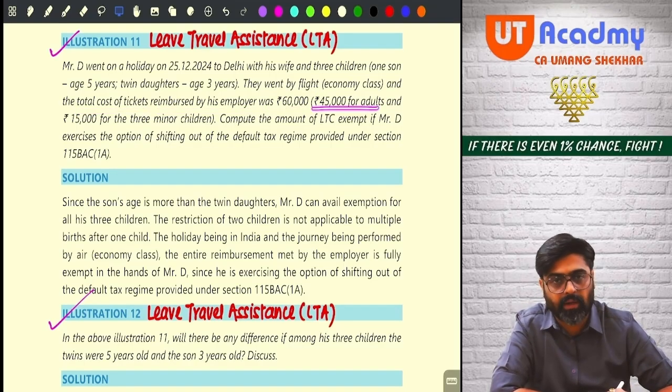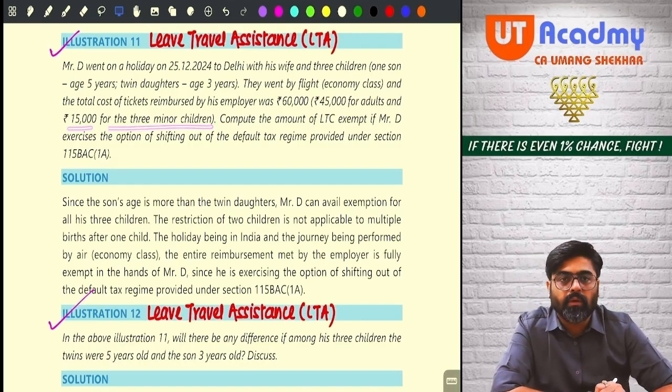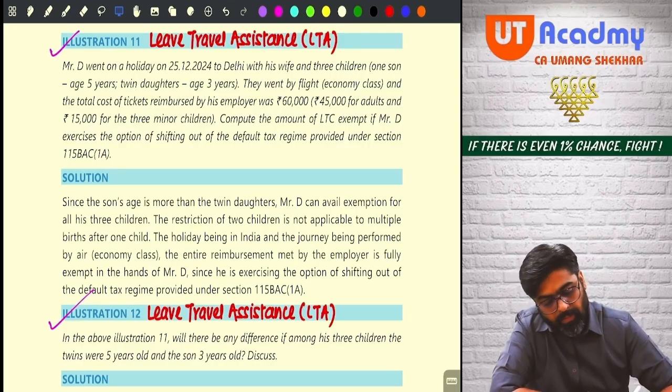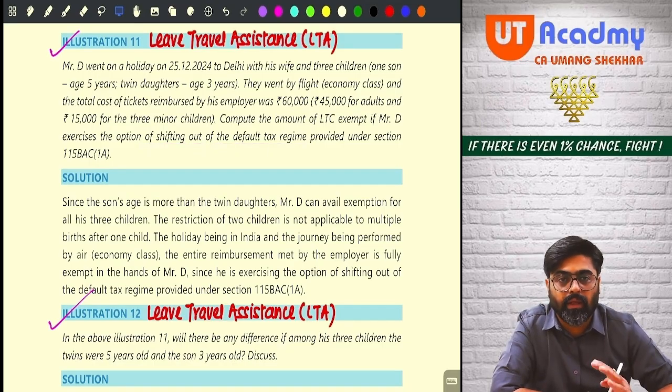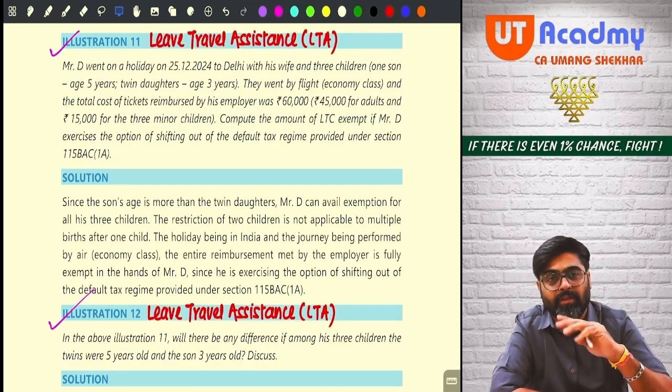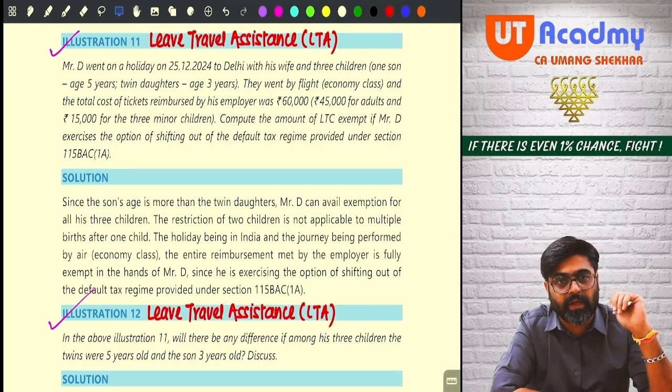And the total cost of tickets reimbursed by his employer was 60,000 for all of them, meaning 45,000 for adults, Mr. D and his wife, reimbursed as LTA, and 15,000 for 3 children, meaning 5,000 each. Compute the amount of LTC exempt if Mr. D exercises the option of shifting out of the default tax regime, meaning that if he shifts out of the default tax regime, he is going to get the exemption. So LTA exemption will be available only if you shift out of 115BAC. What if you don't shift out of 115BAC, you follow 115BAC, then the LTA exemption will not be available, that will be fully taxable.